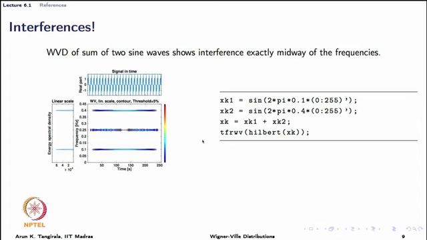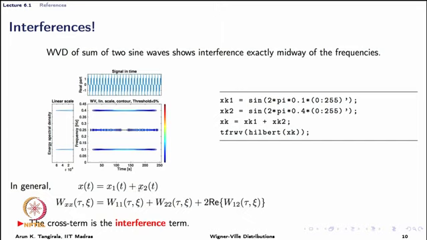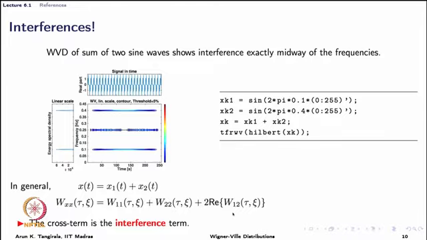Now, why does this happen? Because in general if I have two signals, then the Wigner-Ville of a superposition of these two signals involves the sum of the Wigner-Villes of the respective components and a cross term which involves the cross Wigner-Ville term, in fact 2 times the real part of that.